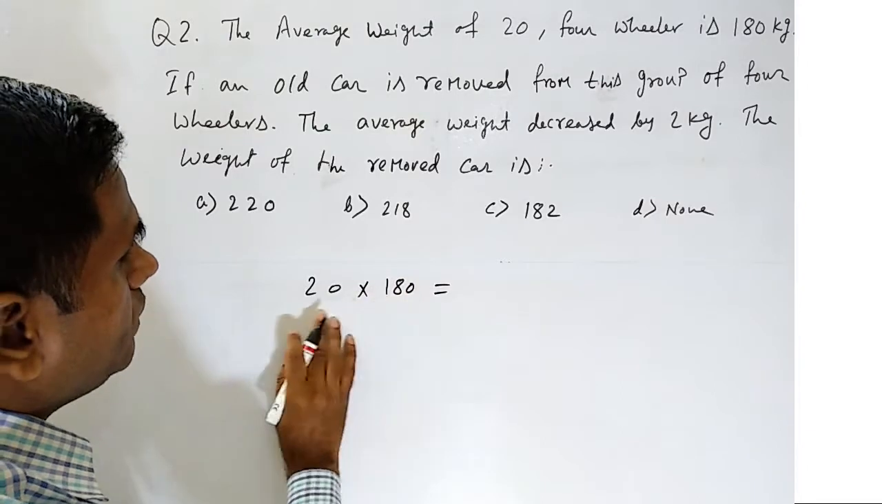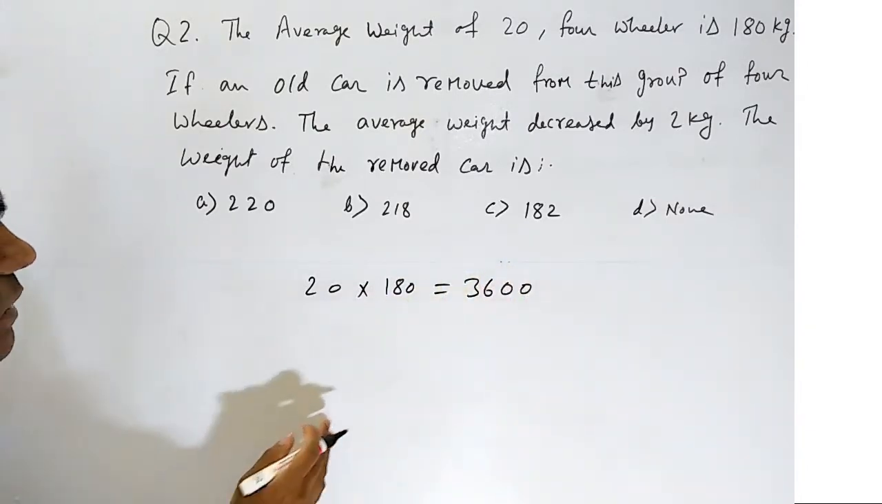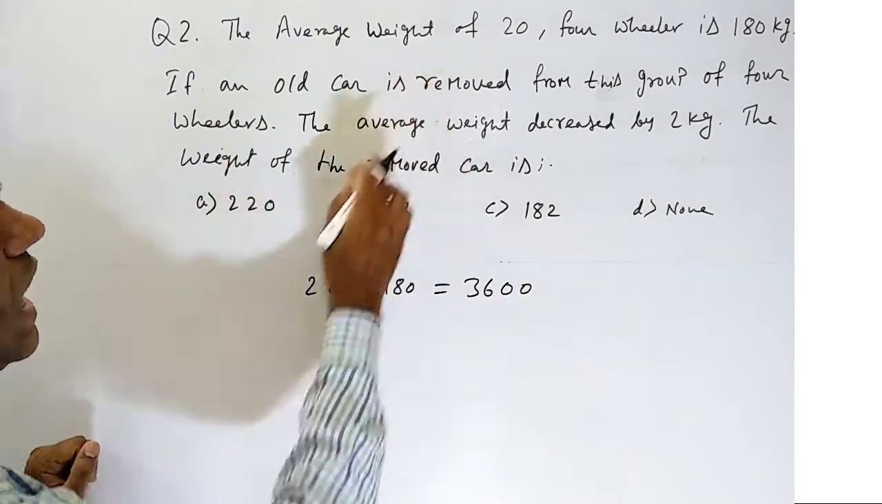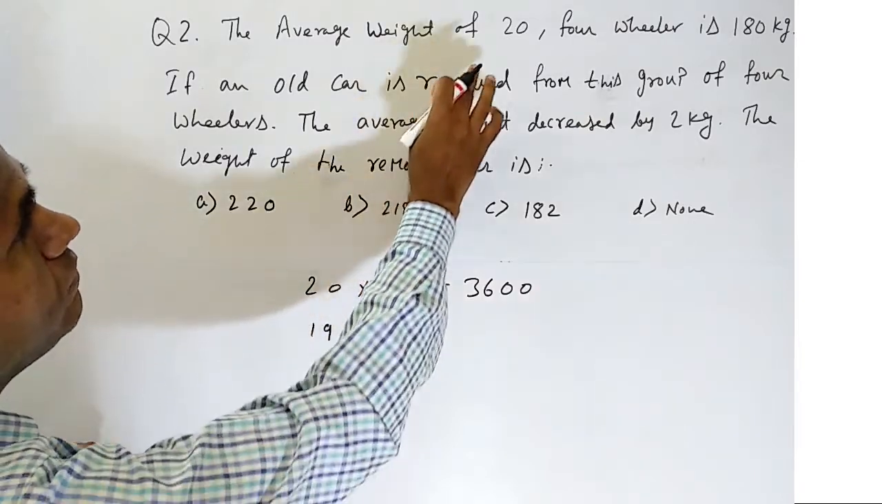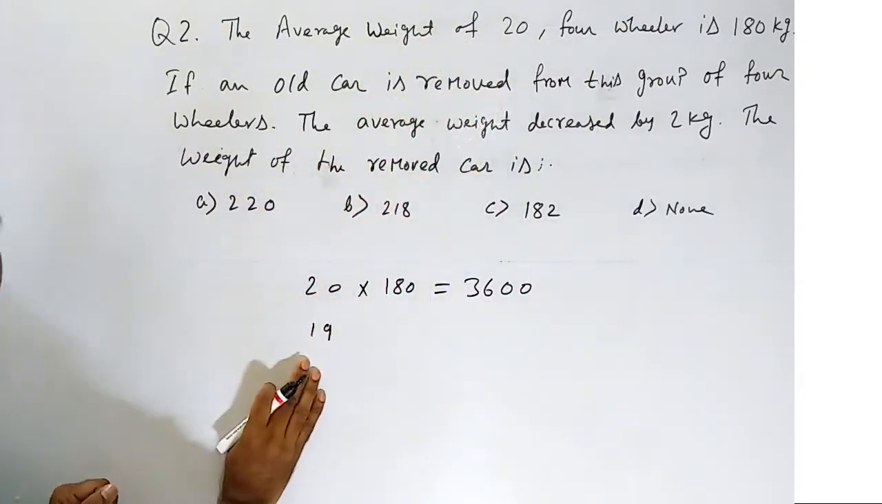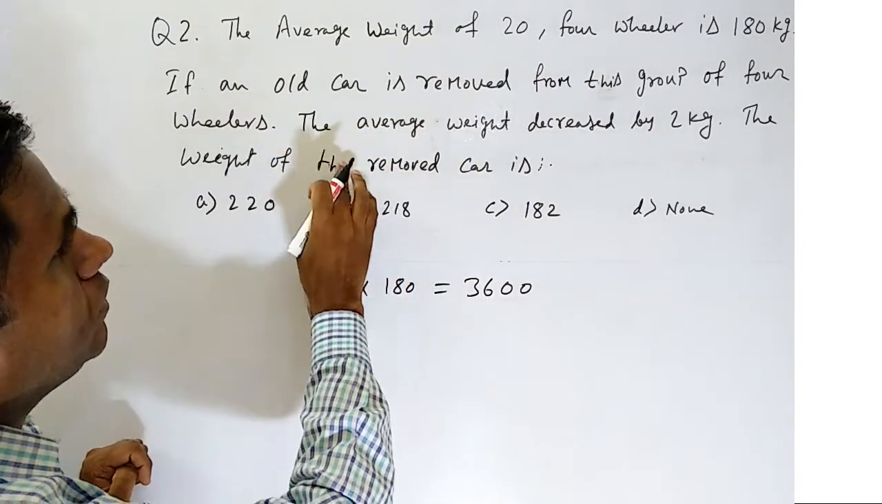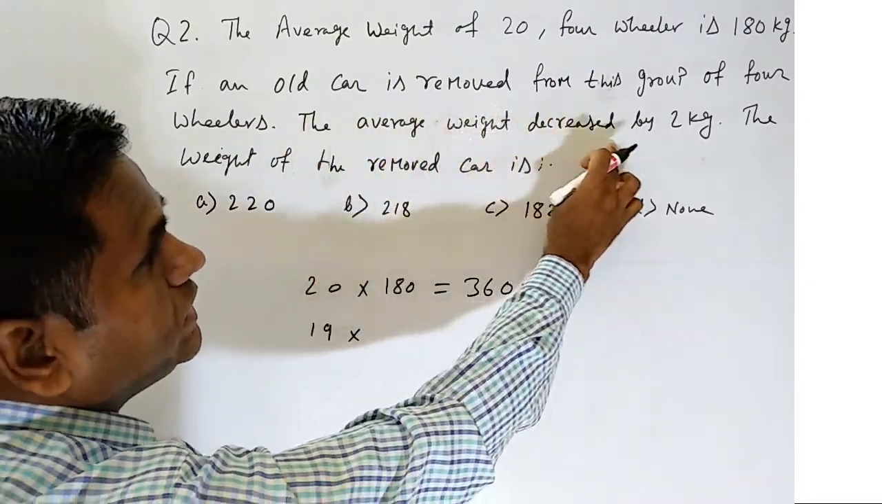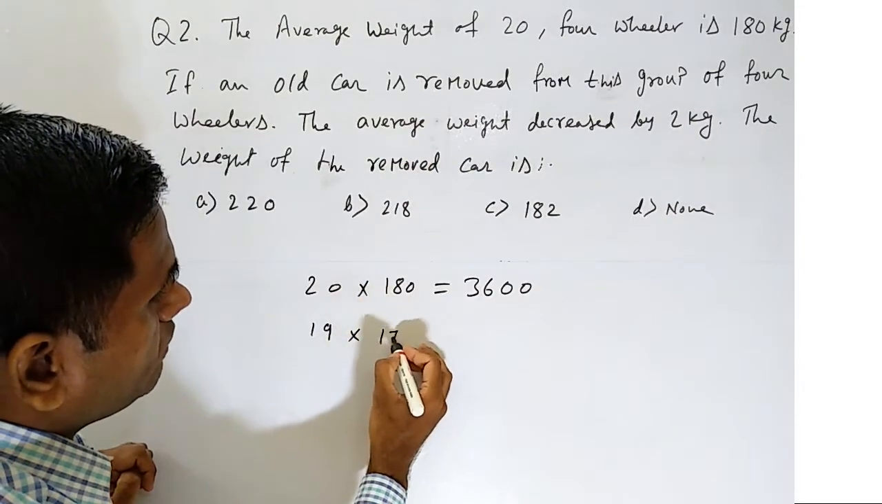So this will give 8 into the 36 and 20. So easy, we can multiply. But one car is removed, so it will become 19. Earlier it was 24 wheelers, and now one four wheeler is removed, so it is 19. Then when we remove the one four wheeler, the average weight decreased by 2 kg. So the weight is 180, it becomes 178.